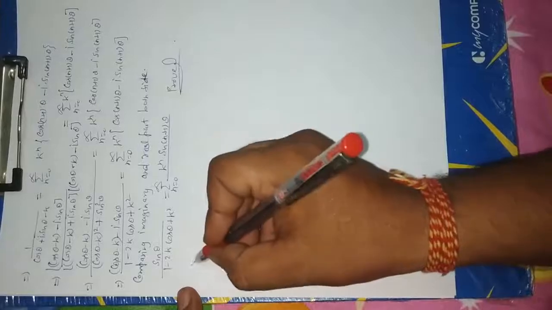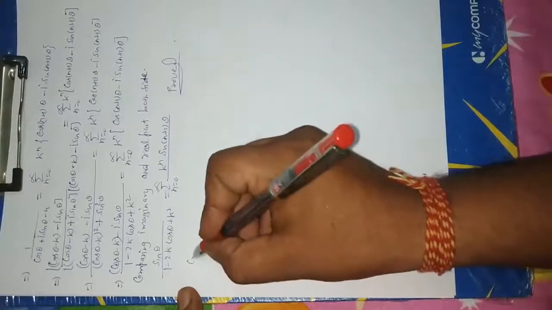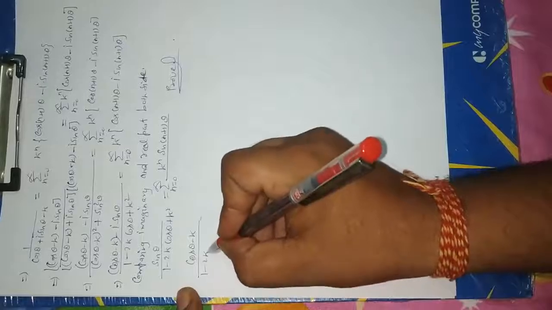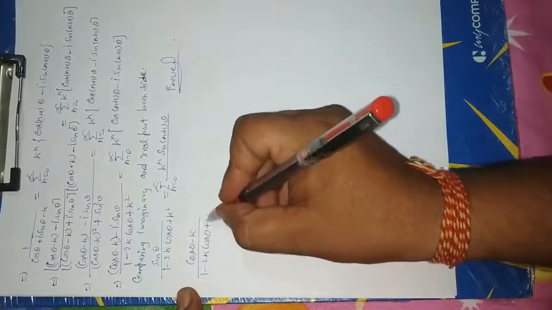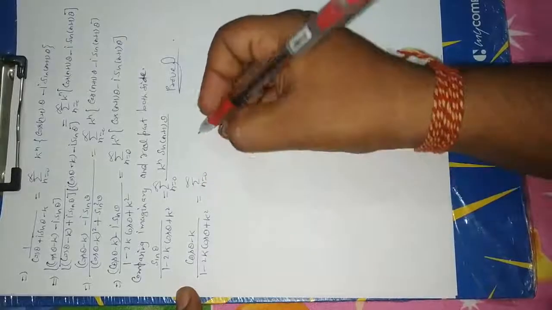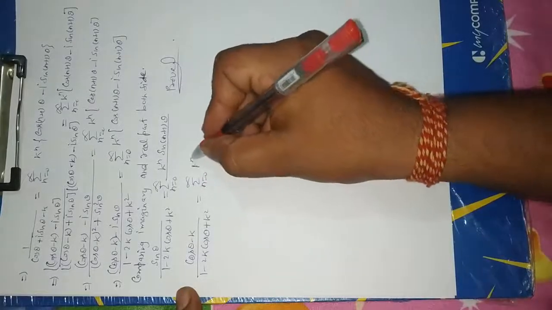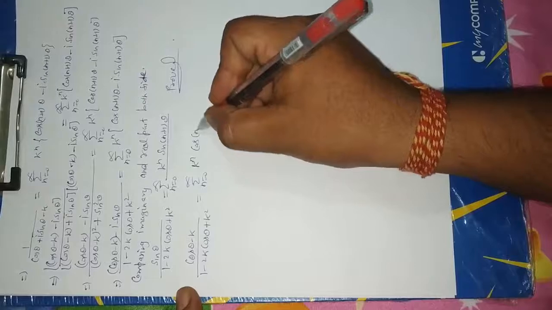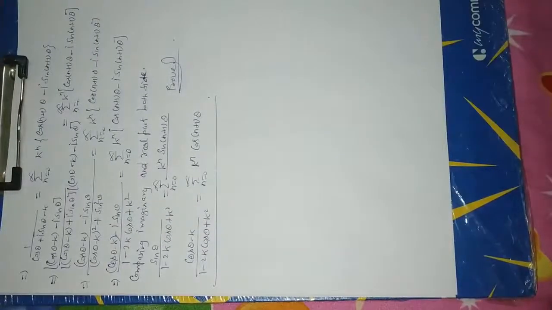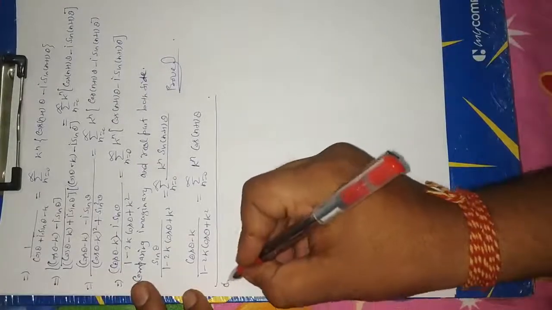Now the real part, cos theta minus k upon 1 minus 2k cos theta plus k square is equal to summation n equal to 0 to infinity k to the power n cos (n plus 1) theta. This is the second part. Okay. Now next question, question number 5.